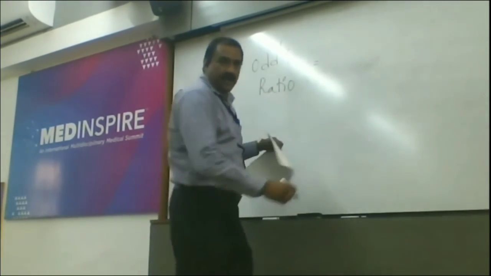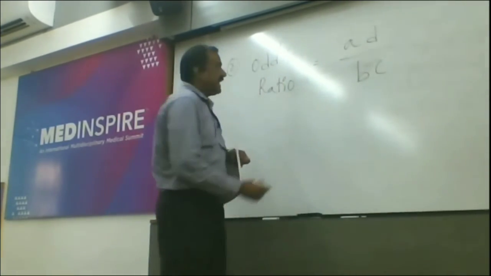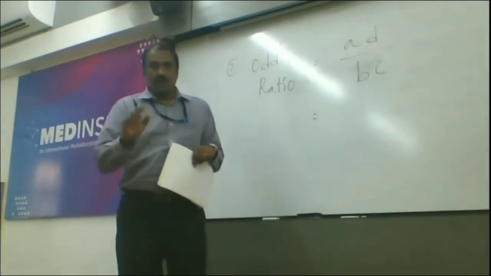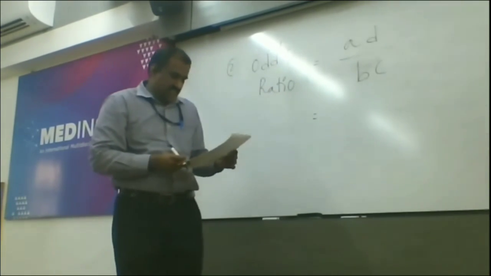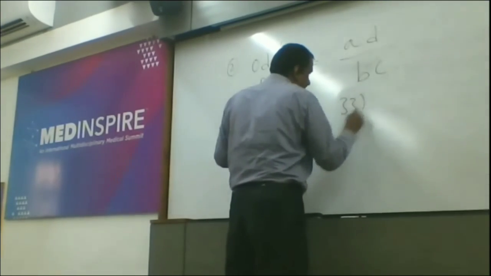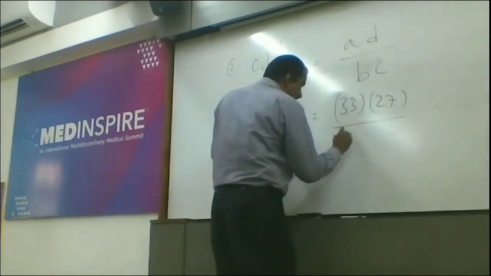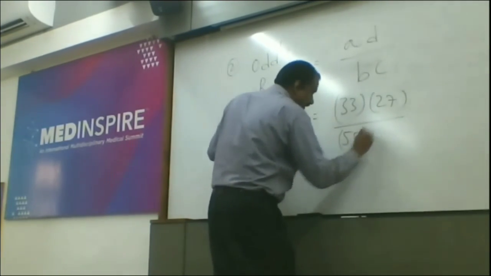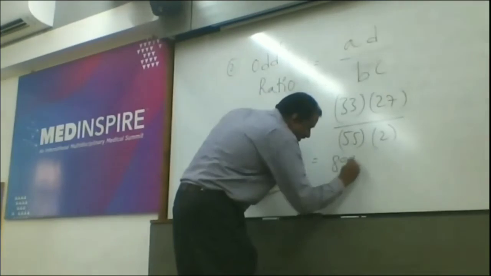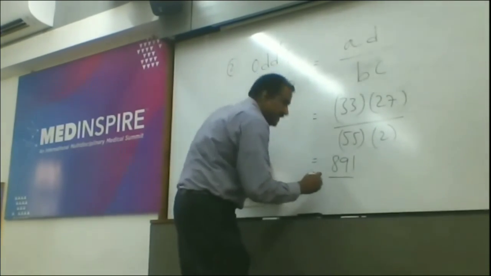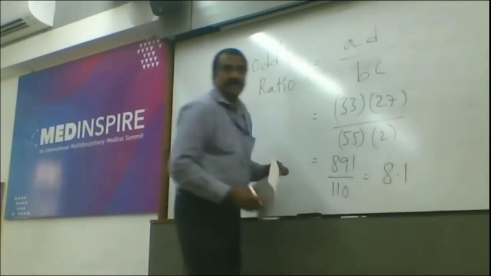And the formula to find out the odds ratio is AD divided by BC. Already you know what is A, what is B, what is C, and what is D. So A is 33 into D 27, divided by B 55 into C 2. This is going to be 891 divided by 110. This is 8.1. Very, very important one.